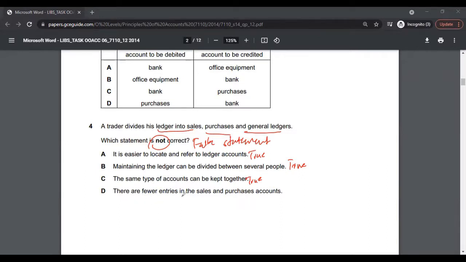Option D, there are fewer entries in the sales and purchases accounts. Now this is false. The amount of entries depends upon business transactions. It depends upon how many transactions the business is going to have, right? So it has nothing to do with how many ledgers the business is going to keep. The number of entries will depend upon business transactions. So that's a false statement here. Therefore, the answer to multiple choice 4 is option D.